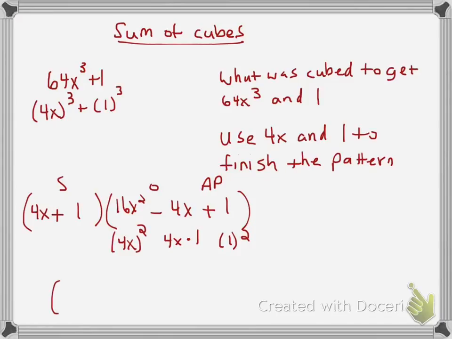All right. So now I'm going to rewrite my final answer. My first factor is the 4x plus 1. That's the binomial. And then my trinomial factor was 16x squared minus 4x plus 1. All right. And that is how you factor using a sum of cubes.